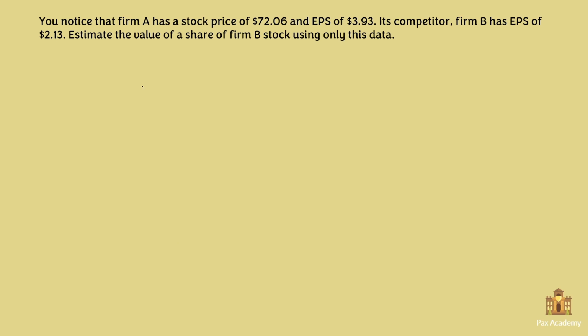Which means that they're both going to have the same sort of multiples, okay? So let's calculate the PE ratio first of firm A. So firm A. Okay, so remember the PE ratio is the price over the EPS, so the earnings per share. Now, as you can see here, for firm A, they give us the stock price and the EPS. So that's how we know we need to find out the PE ratio for this one.